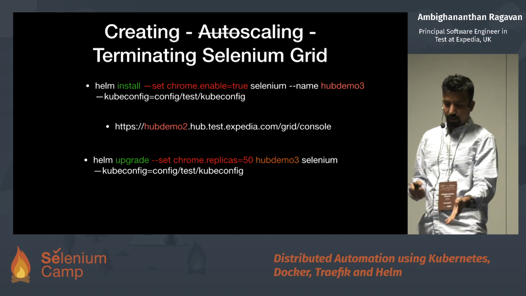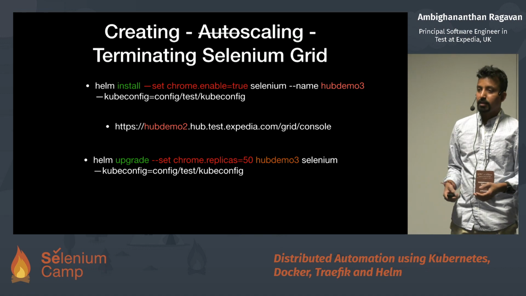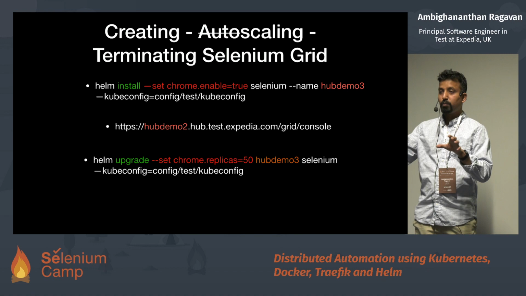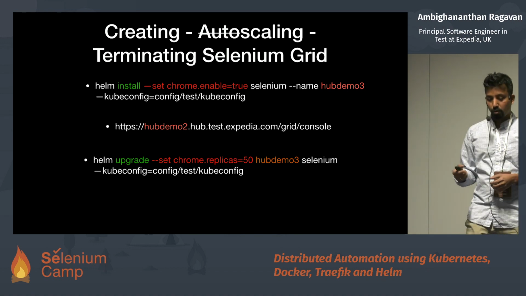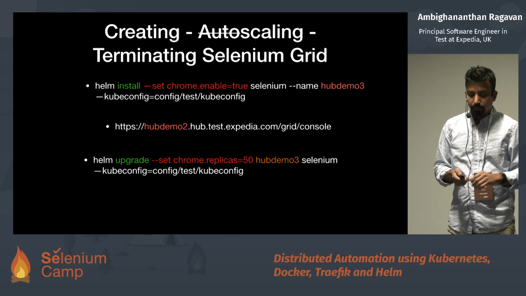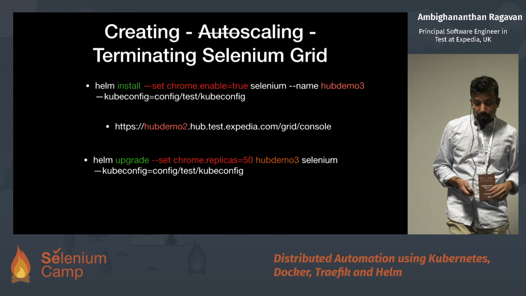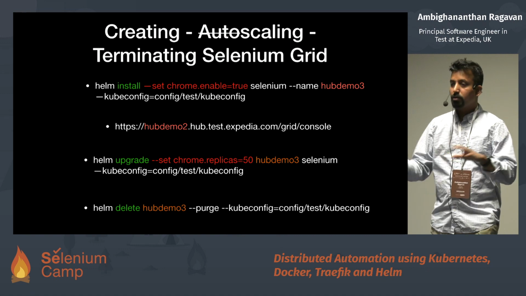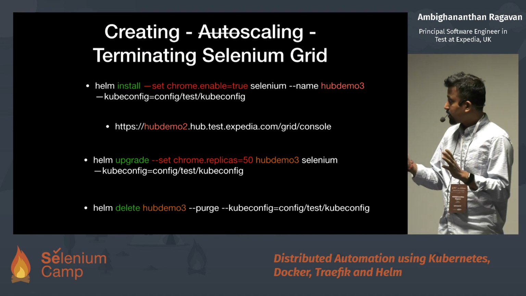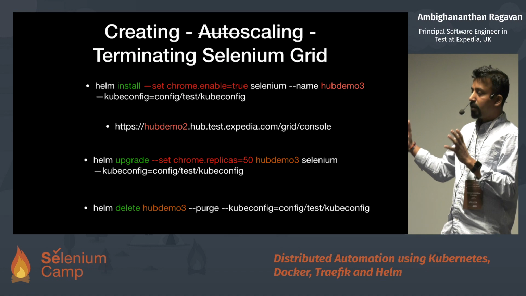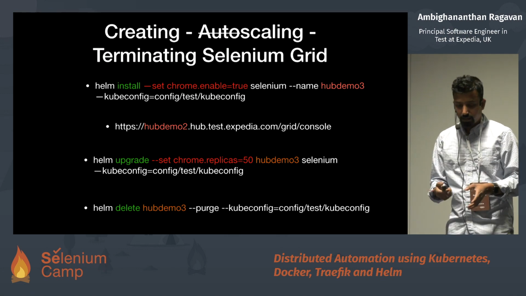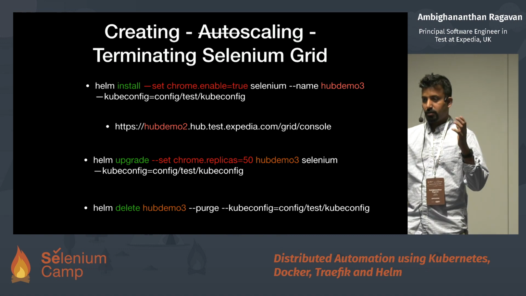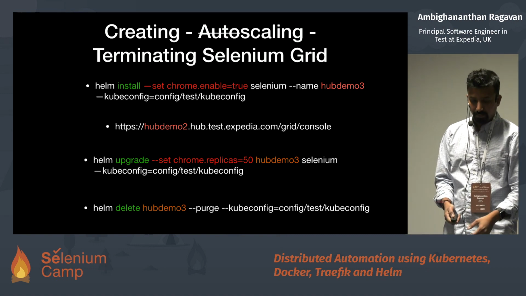Now I want to create 50 more Chrome pods and attach them to the same hub. So I say helm upgrade with Chrome replicas 50, and immediately you will have 50 pods, each running 1 Chrome, attached to the hub. And then I run the automation against the URL, and I delete the whole thing. So this is what our beta solution currently does. Whenever someone wants to use it, they just follow these 3 steps.